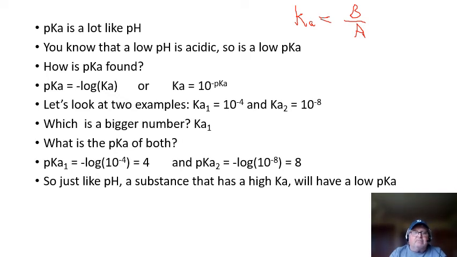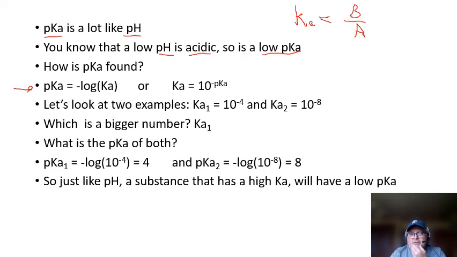So it turns out that with pKa, don't get worried about it, because it's a lot like the same way of thinking about pH. You know that if you have a low pH, the solution is acidic. Well, you can infer the same thing for pKa. If you have a low pKa, it's also going to be acidic. So how is pKa found? I'm sure you've gone over this, but it's simply the minus log of Ka, and Ka is 10 to the minus pKa. So let's look at two examples.